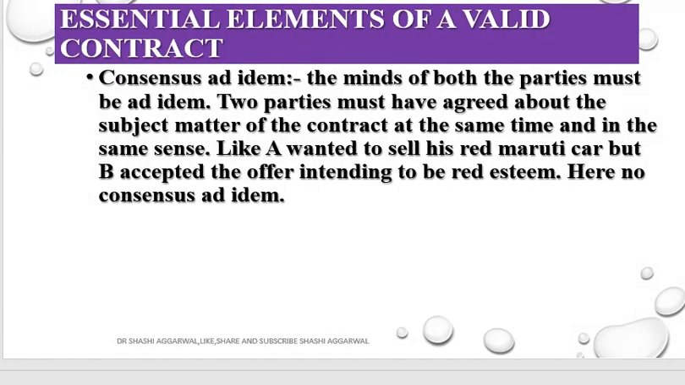Consensus ad idem means the minds of both parties must understand the subject matter in the same way. Two parties must have agreed about the subject matter of the contract at the same time in the same sense. Like A wanted to sell his red Maruti car, but B accepted the offer intending it to be registered. So here it is not a contract because there is no consensus ad idem.